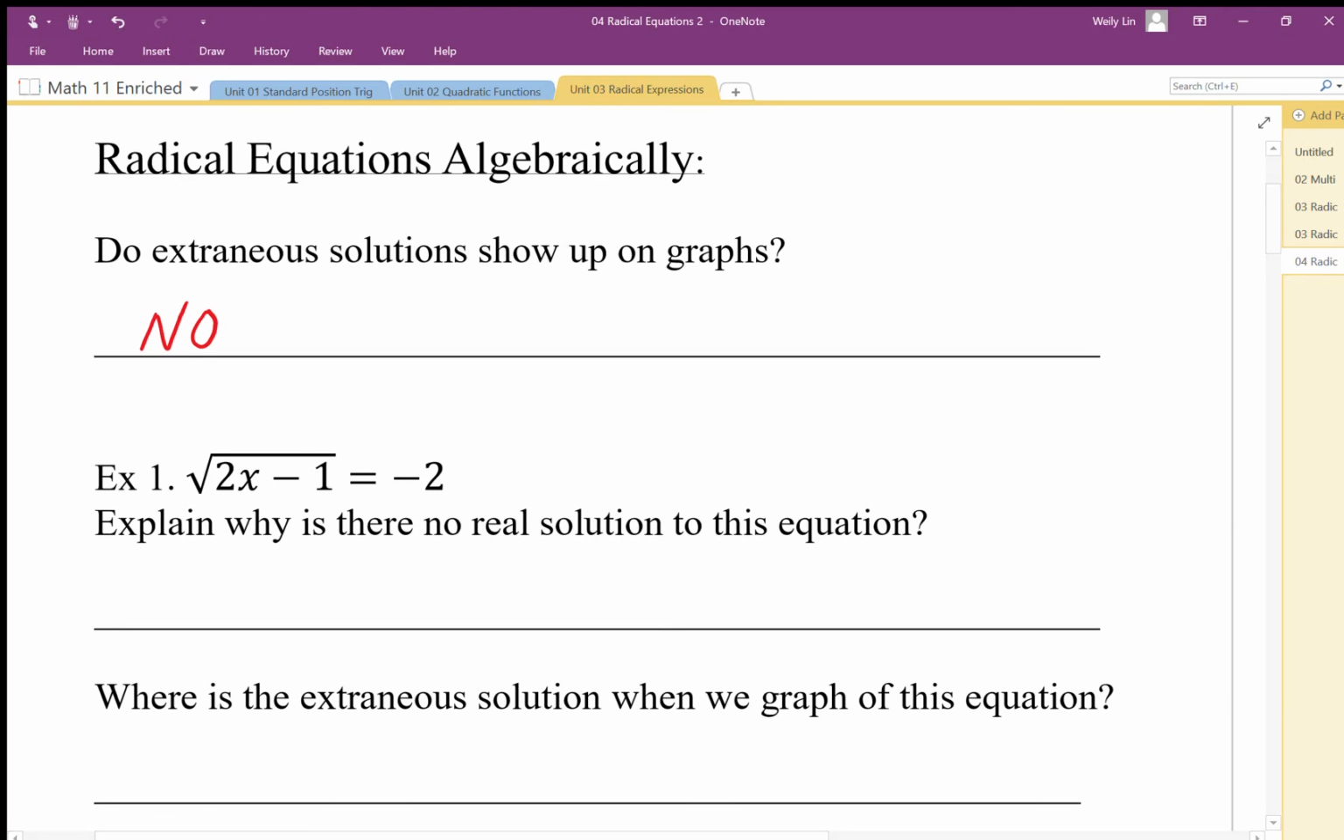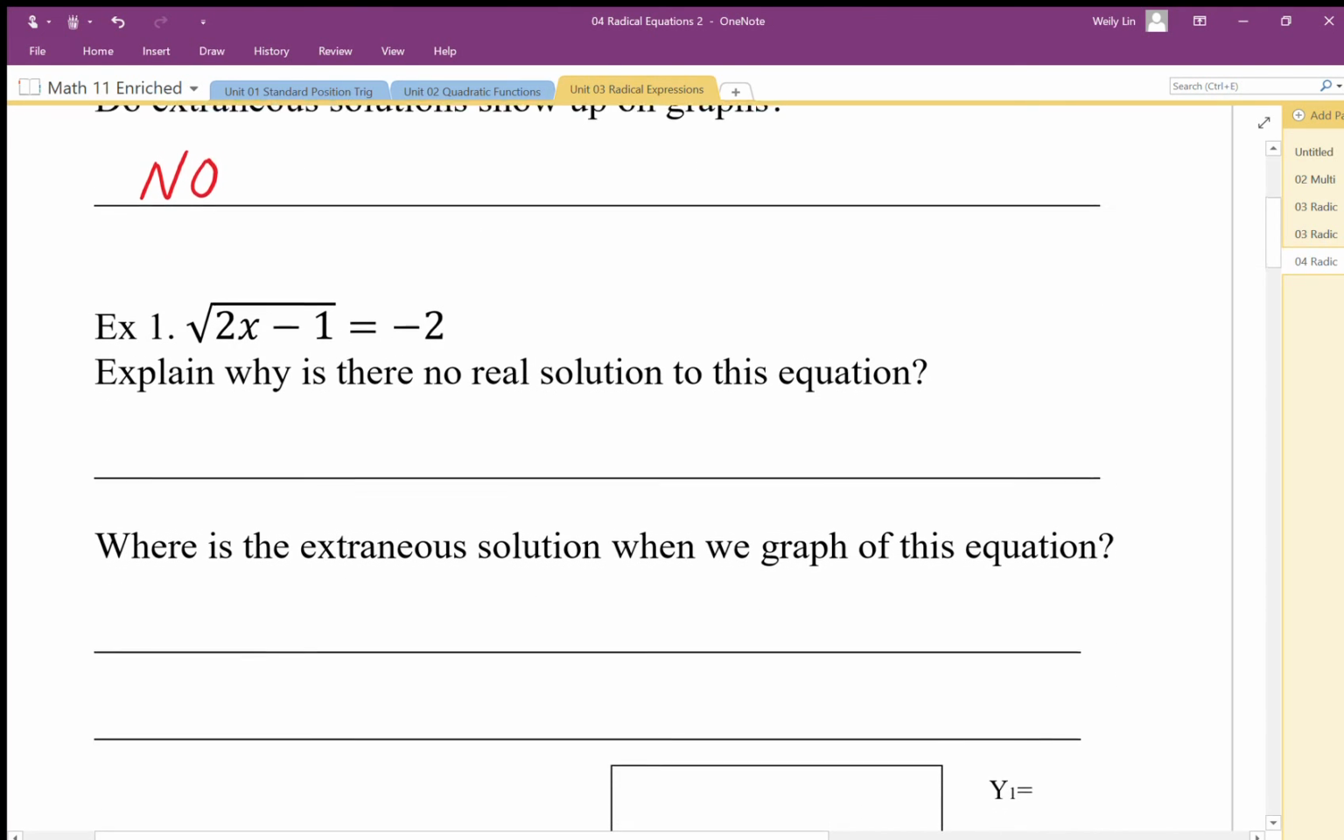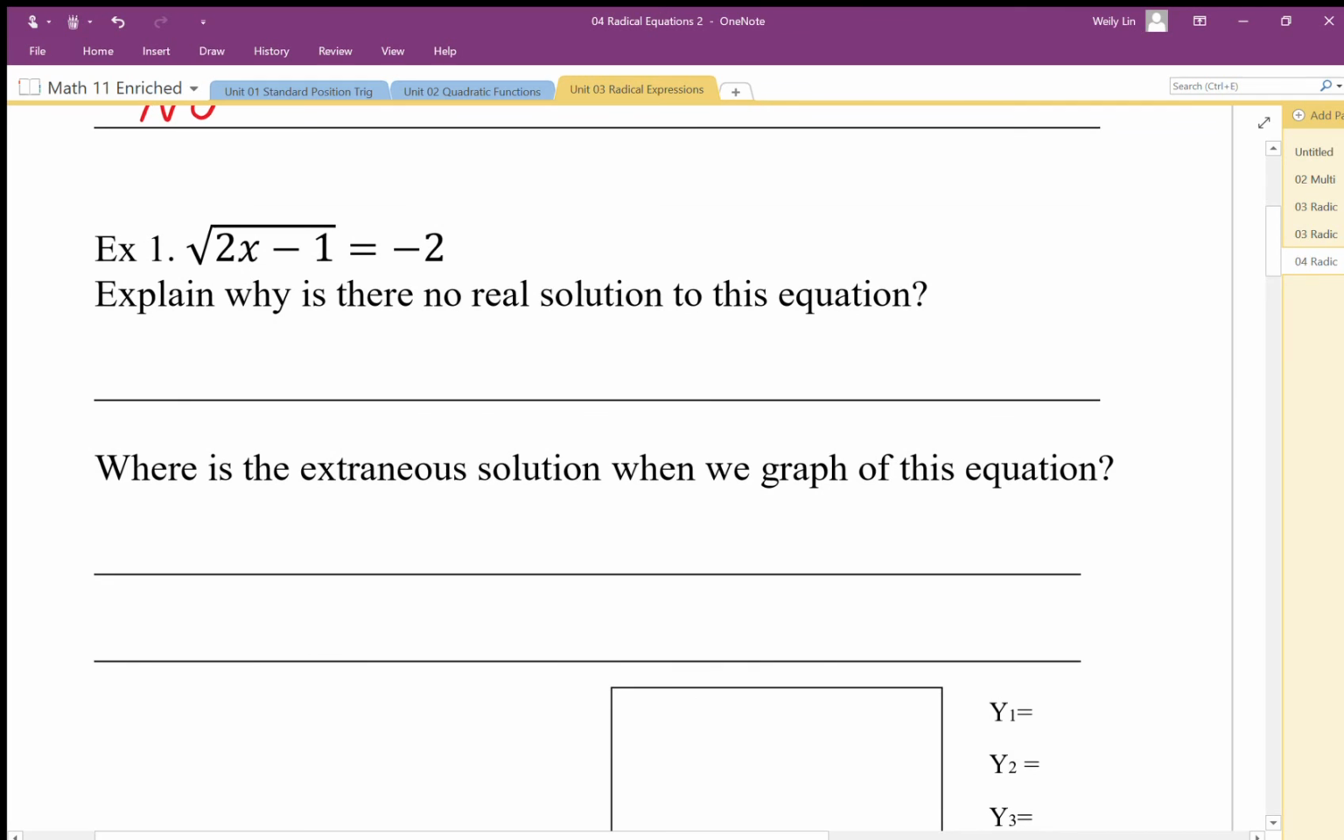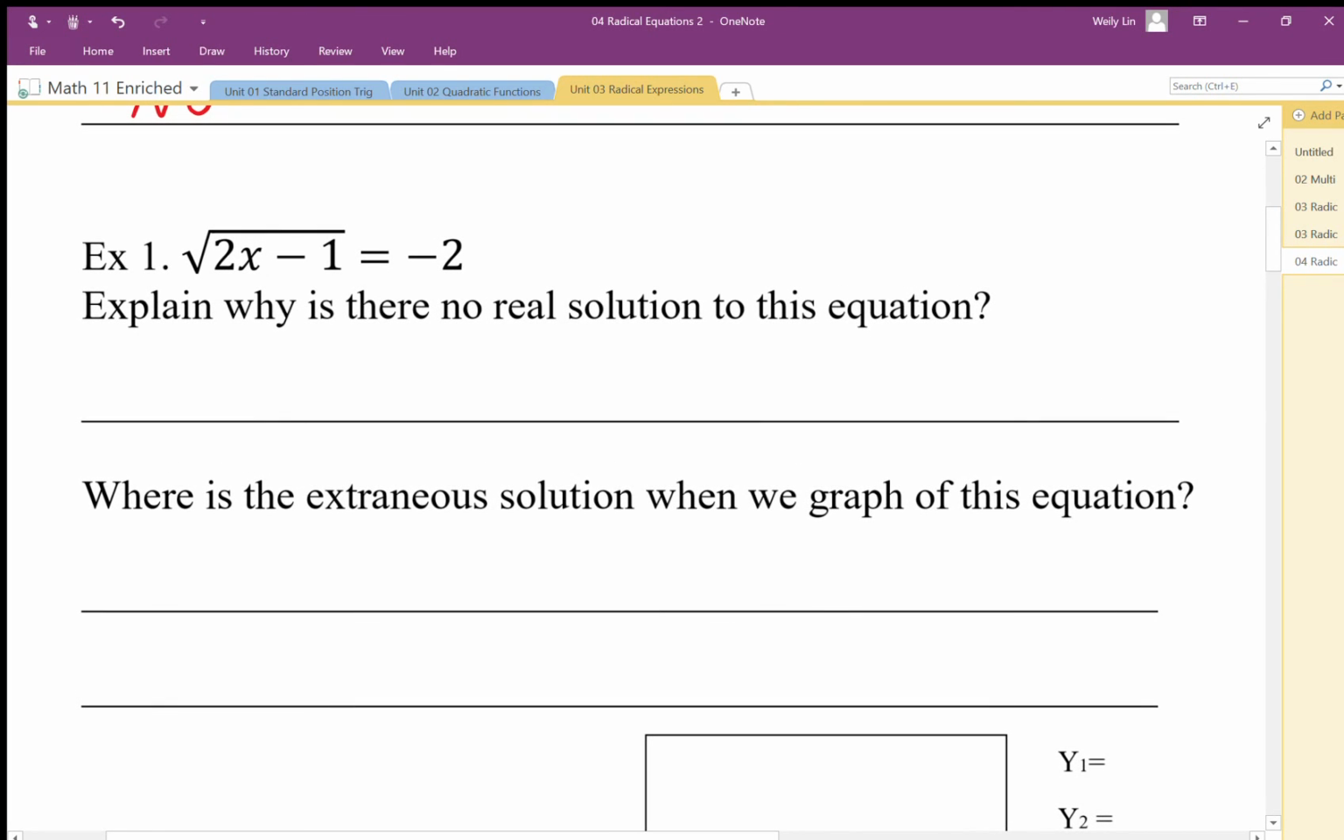If we only see one solution on a graph, and we get two solutions algebraically, that means that one of those solutions must be extraneous. So why is there no real solution to this particular equation? We have the square root equaling -2. Well, we can explain this by the fact that the principal square root is always positive.